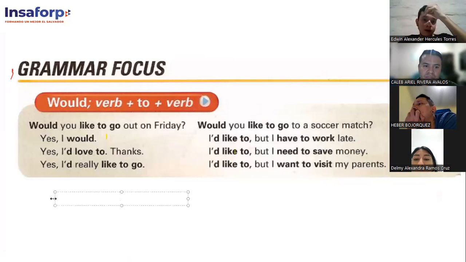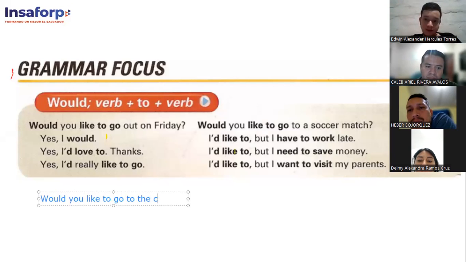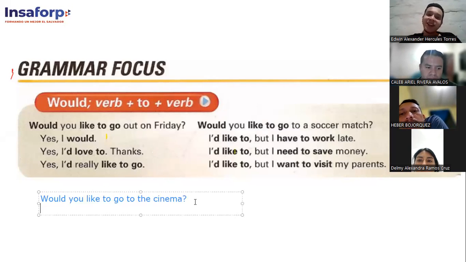I can invite teacher. Teacher, me. Examples of invitations. You can write in the chat. Burger. Would you like to go to a cinema? Would you like to go to the cinema? Okay. More examples. Would you like to go out to eat?